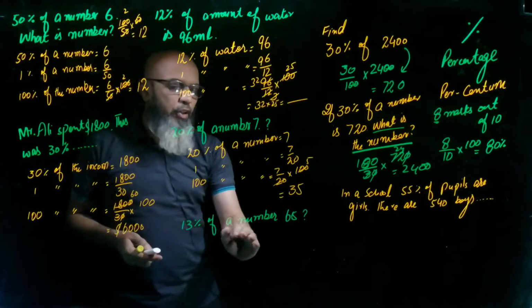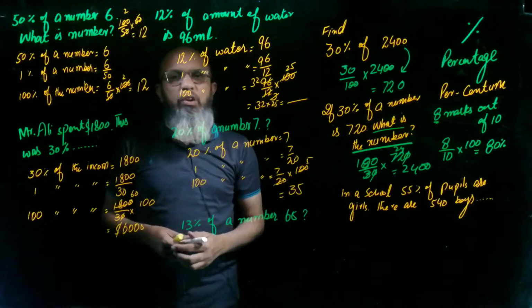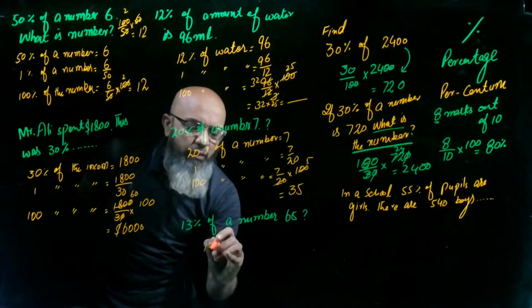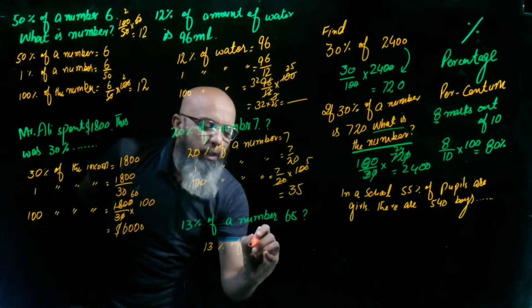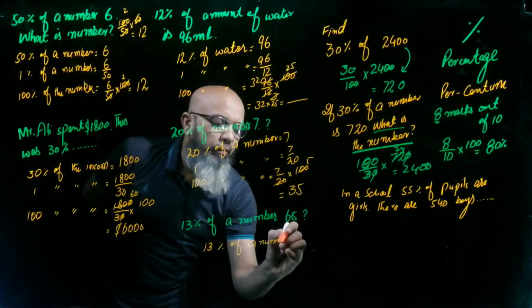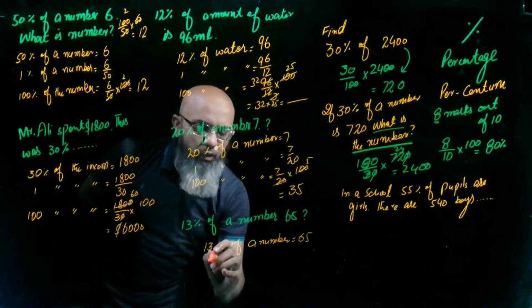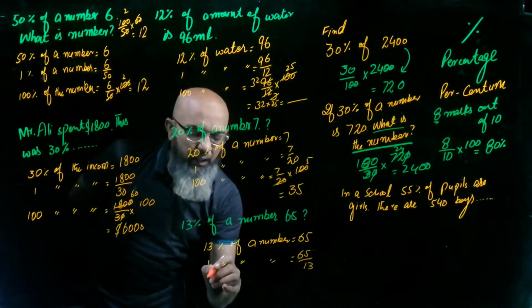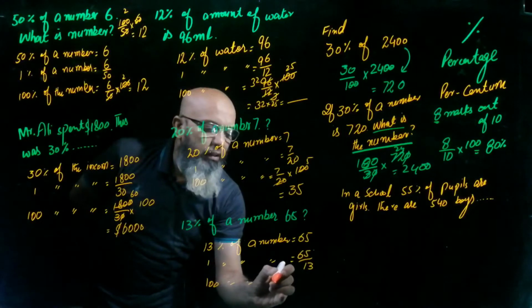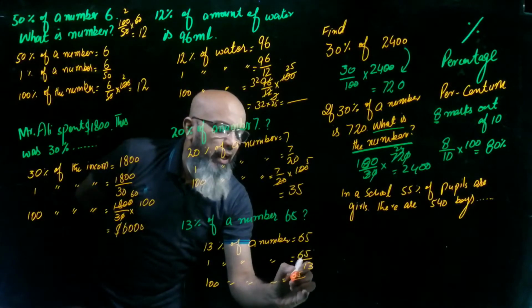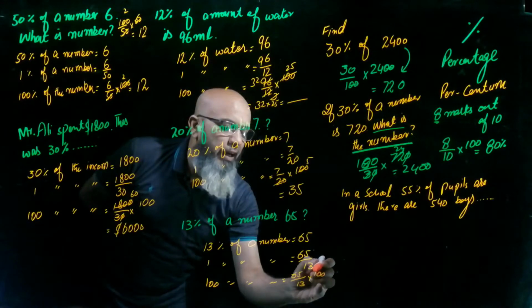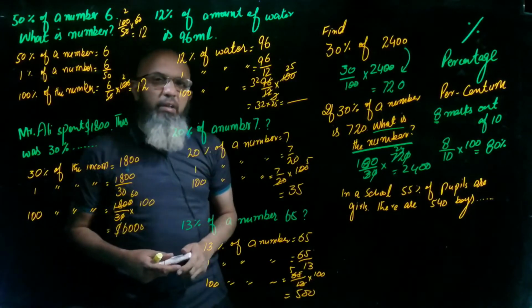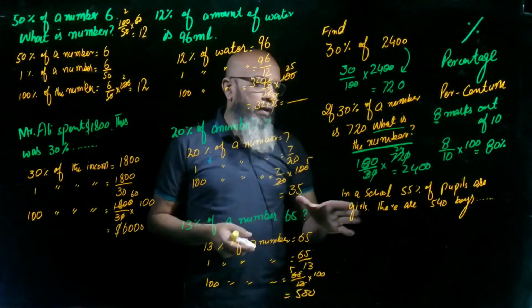Here, 13% of a number is 65. So what will be the total original value? What is the overall number? So in a similar way we can solve. 13% of a number, that is 65. 1% of the number, that is 65 divided by 13. And 100% of the number, what will be that? 65 over 13 into 100. So 13 fives are 65, so it means the original number is 500. Clear? Easy? Okay.